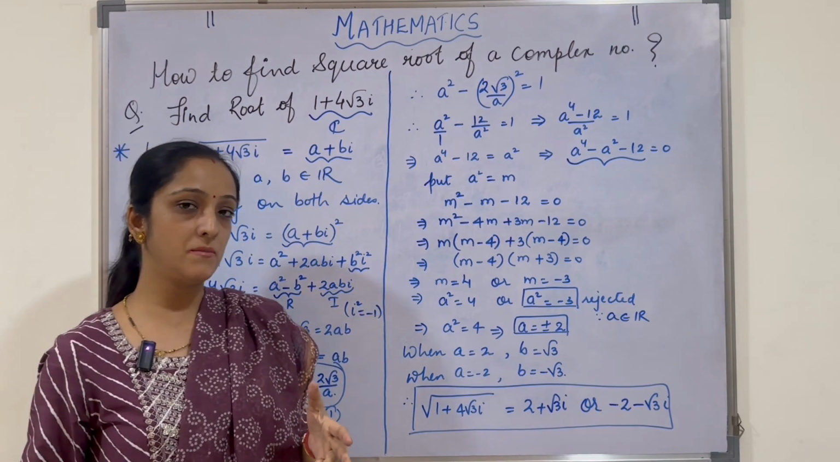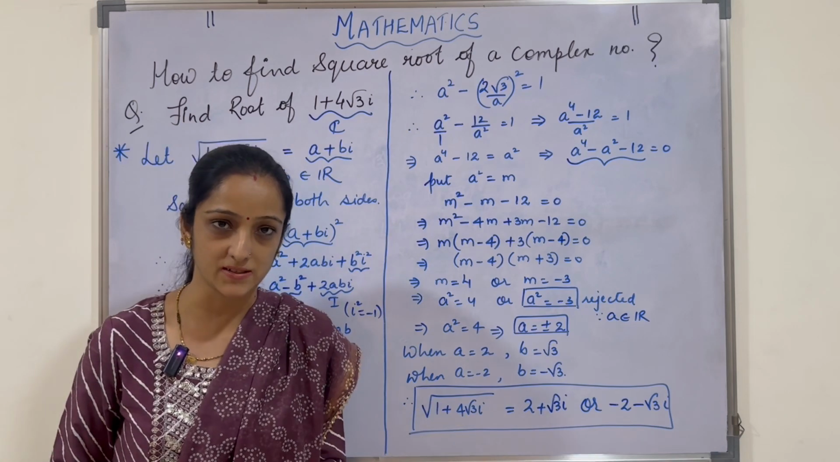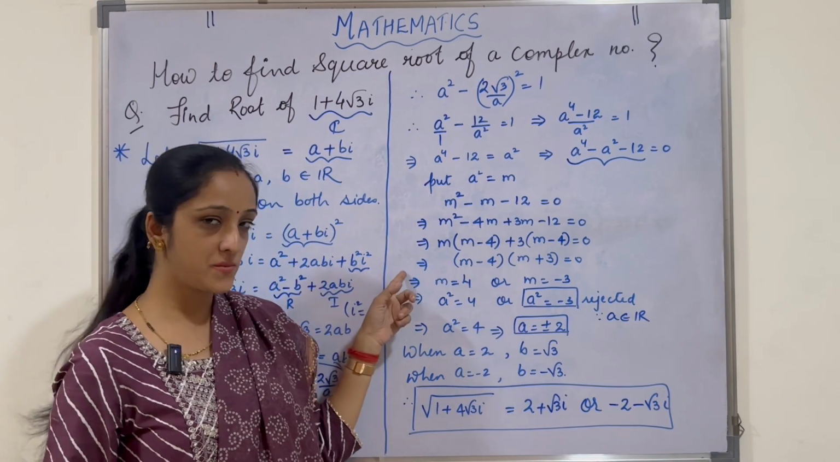कोई भी अगर कॉम्प्लेक्स नंबर दिया हो तो इसी प्रोसीजर से आप उस कॉम्प्लेक्स नंबर का रूट फाइंड आउट कर सकते हैं. आई होप आपको ये एग्जाम्पल समझ में आया होगा.